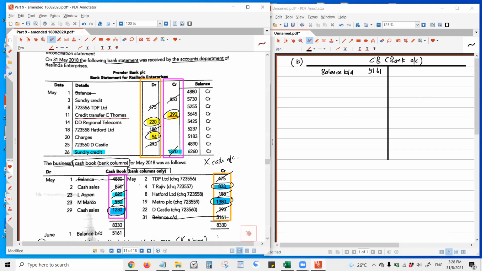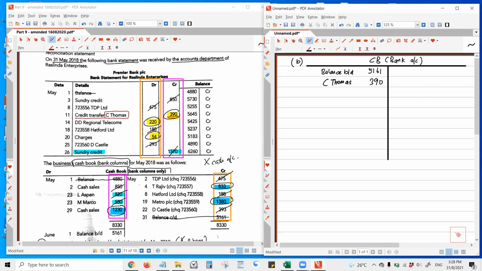This is credit transfer C. Thomas, right? Which means C. Thomas is our customer. Customer transfers money to us without informing us. We would only realize this transfer when we receive the bank statement. So debit cash book bank account. You only have to write C. Thomas, don't write credit transfer. Okay, so once used, cross it off. Then you tell me what number to use next.